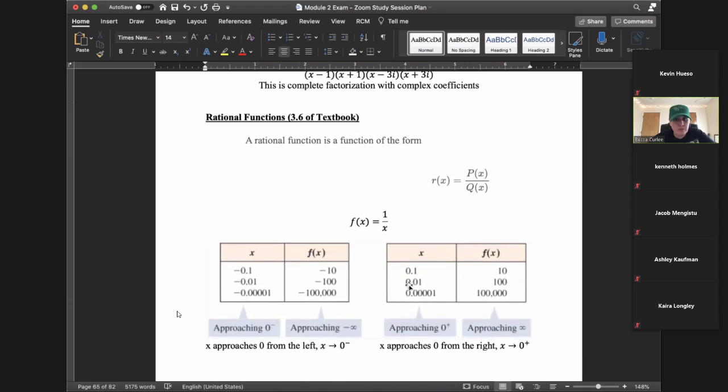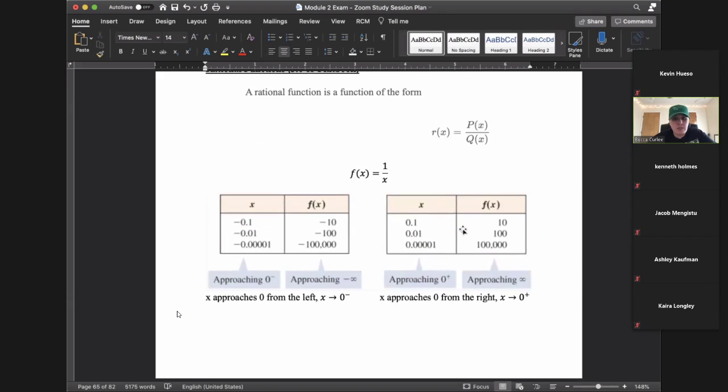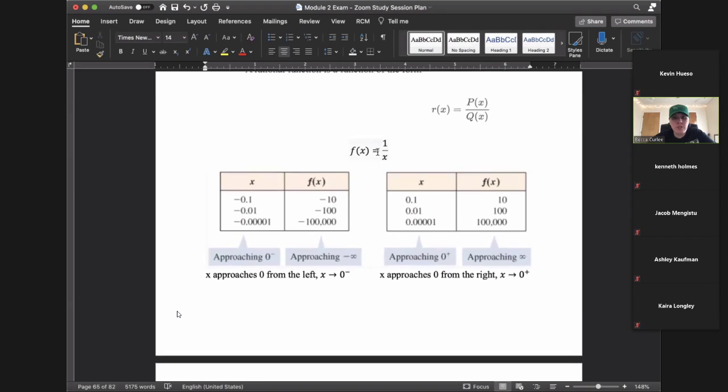All right, rational functions. A rational function is of the form r of x equals p of x over d of x. This is just showing some table values for the function f of x equals 1 over x. It's going to be helpful to remember what the graph of f of x equals 1 over x looks like, because we're going to do transformations to that graph. This is how we write x approaches 0 from the left, with a little negative superscript right here.